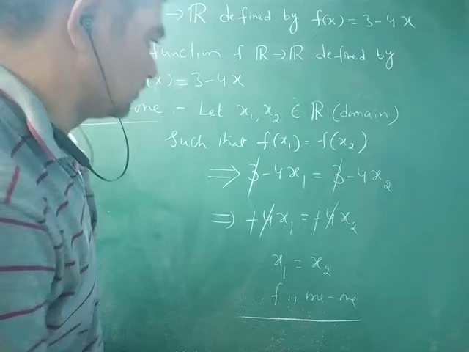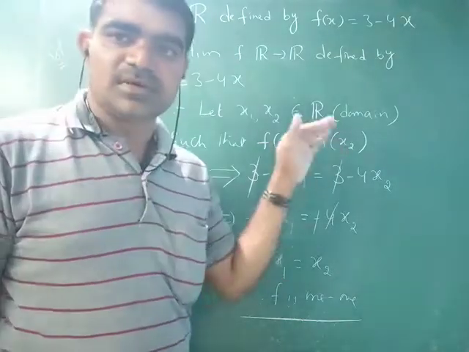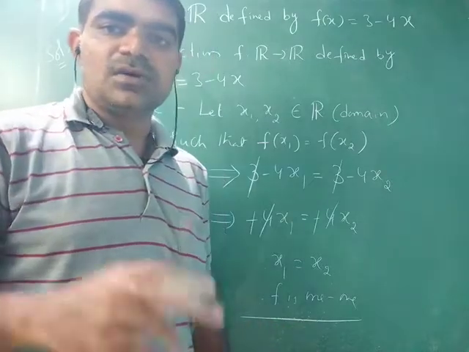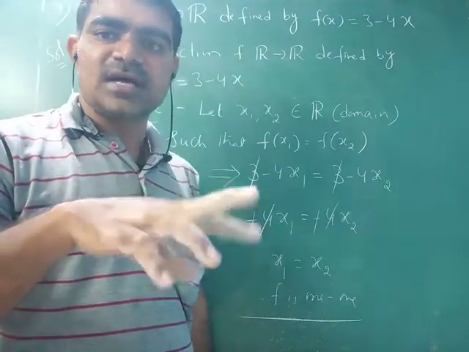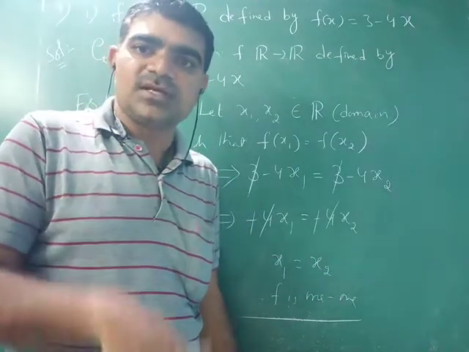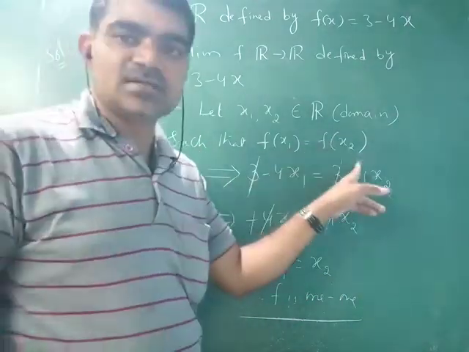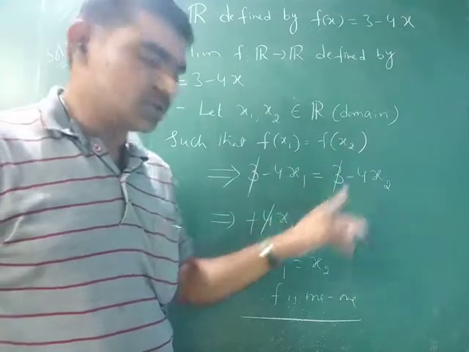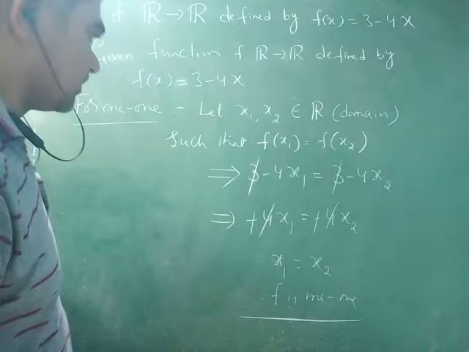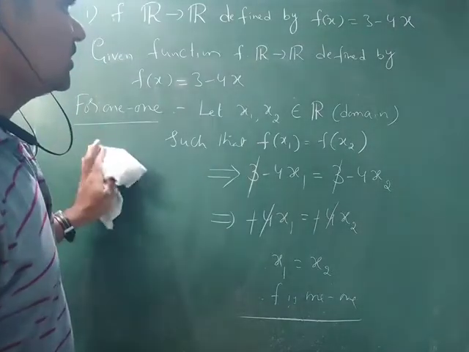We did so many problems like this, right? In first main, second main, the same type, working rule. For a one-one function, different elements having different images is nothing but: if images are the same, the corresponding elements should be the same. Images are same, f of x1 is equal to f of x2, we got x1 is equal to x2. So the function is one-one.